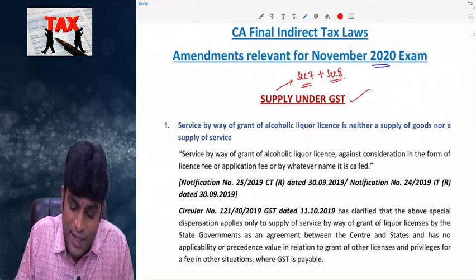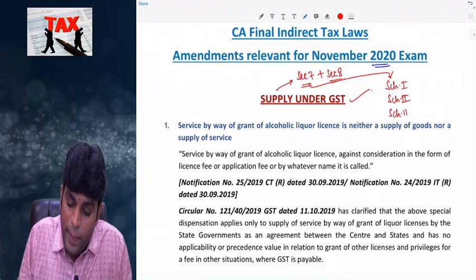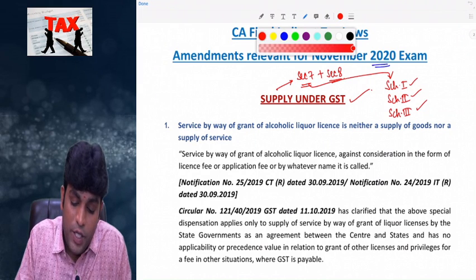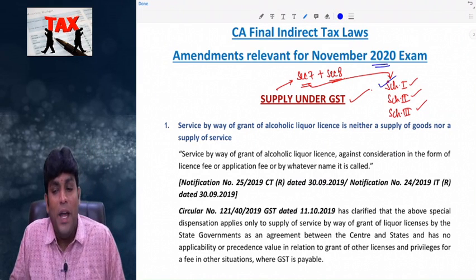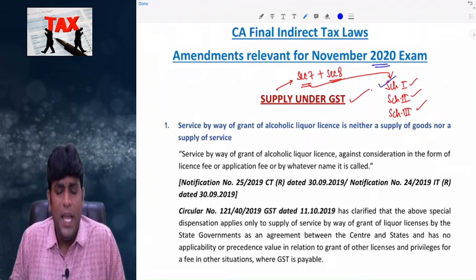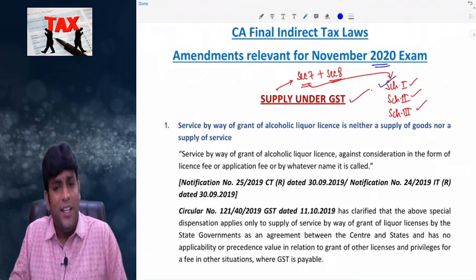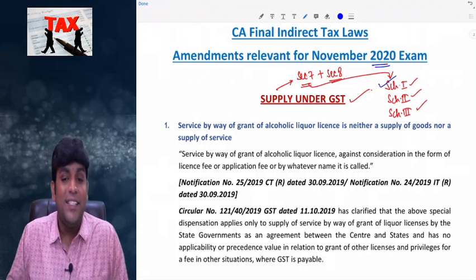And in section 7, the concept of supply, I hope you would have learned the concept of schedule 1, schedule 2 and schedule 3. What is schedule 1 talking about, my dear friends? Schedule 1 deals with the concept of transactions regarded as supply even though there is no consideration. There are some transactions given by the law which are regarded as supply even though consideration is not there. Consideration is not there, but still it is regarded as supply.